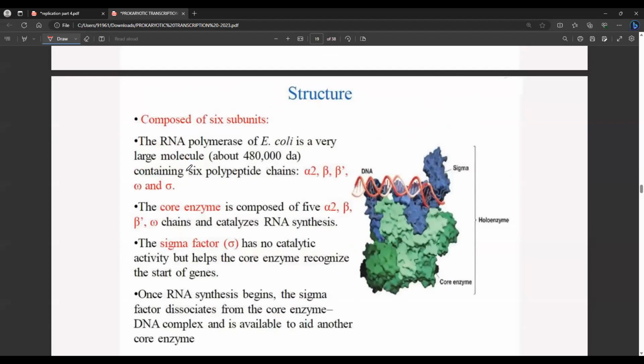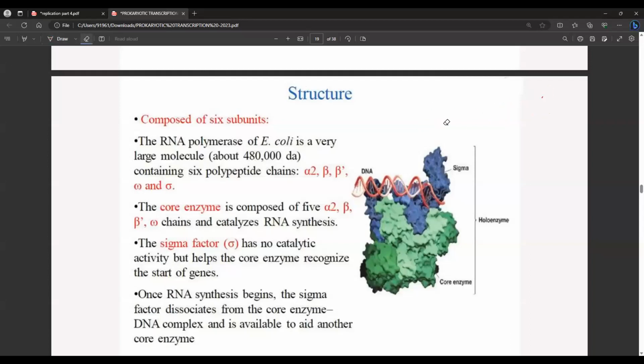How many subunits are present in the prokaryotic DNA polymerase? Forgot, everyone? My question is, how many subunits? Very good. There are 10 subunits. How come you forgot? Only 2 days ago we discussed it. 10 subunits are present. Correct, na?